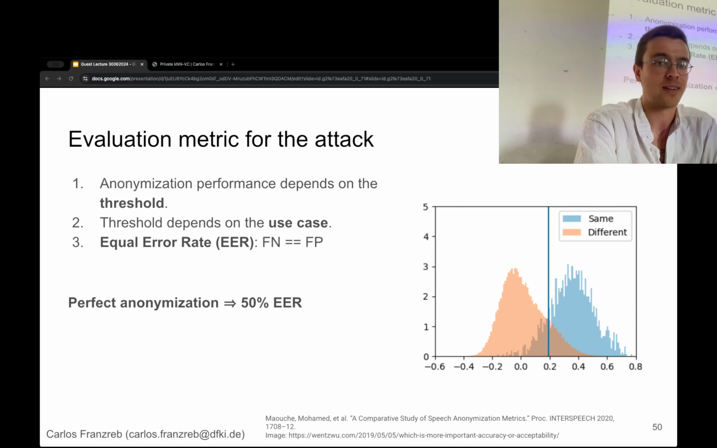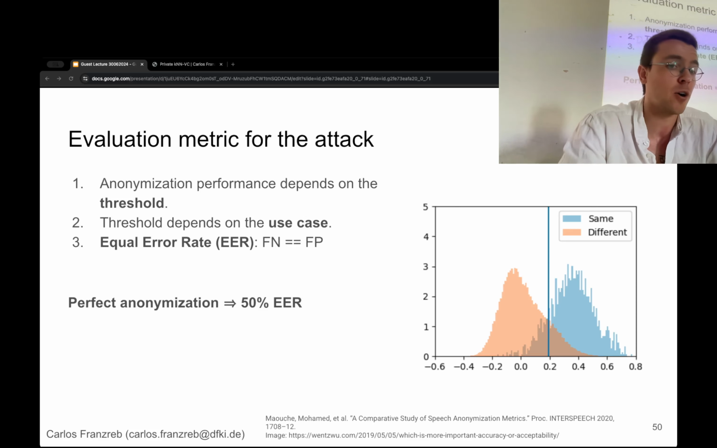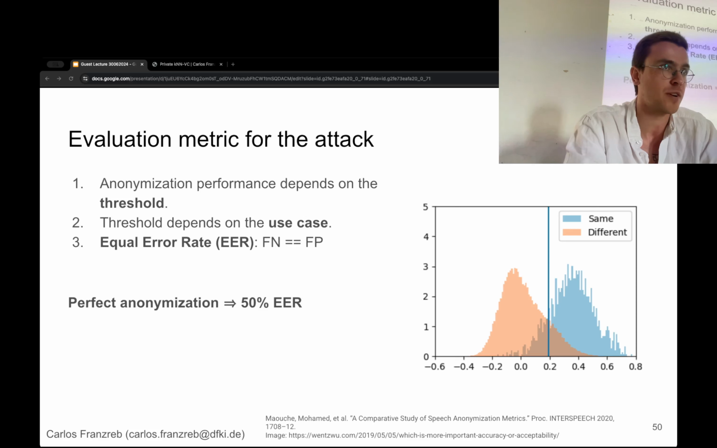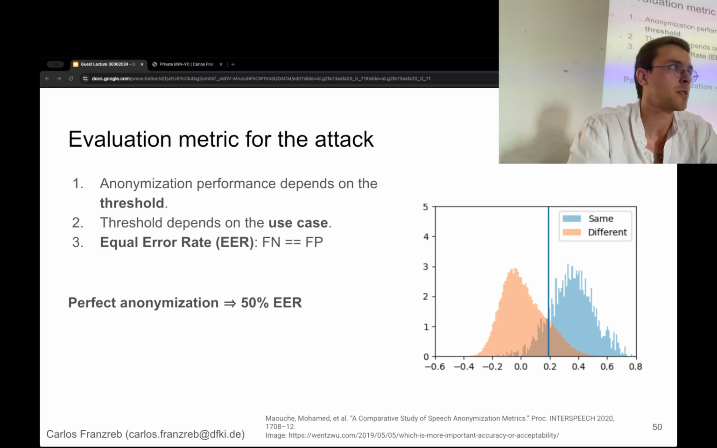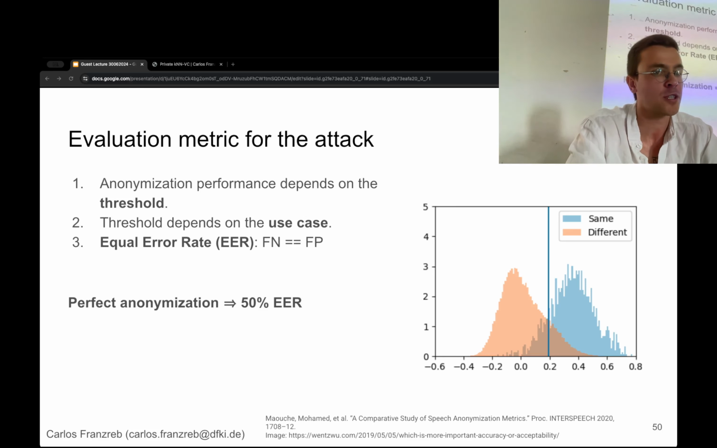Exactly. So a system that offers perfect anonymization would achieve an equal error rate of 50%, because we are here in a scenario where the attacker is making binary decisions, whether the utterances belong to the same speaker or not. That's a binary decision. So if the error rate is 50%, this means that the attacker is making random decisions. It's not finding any kind of information to really identify any speakers.